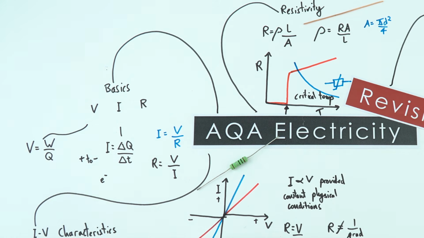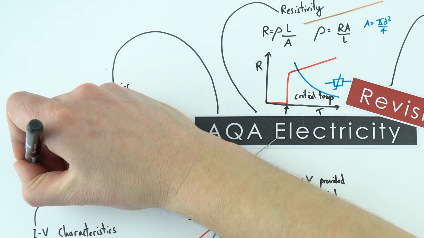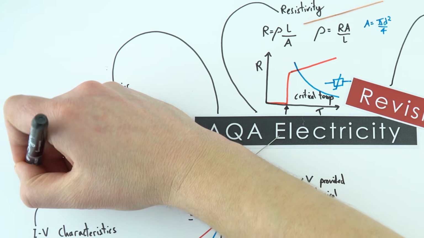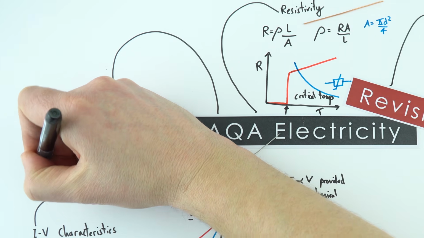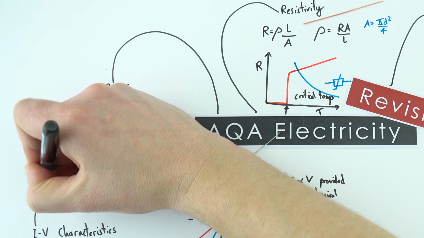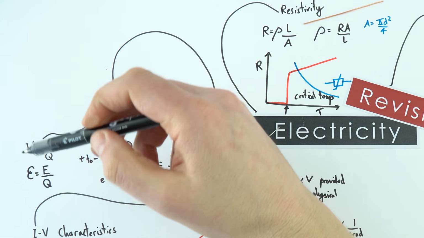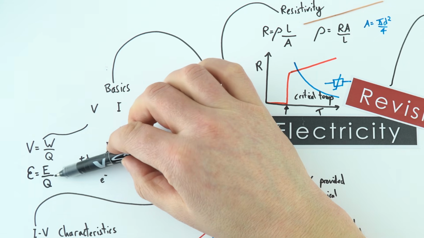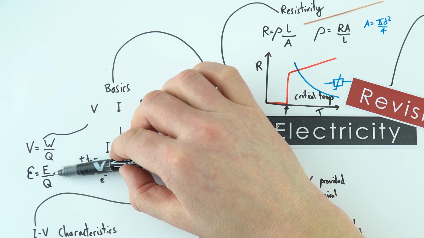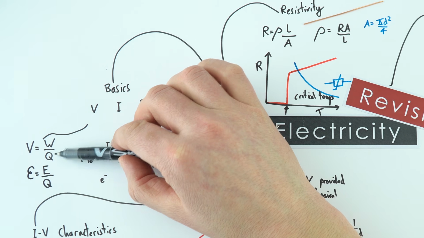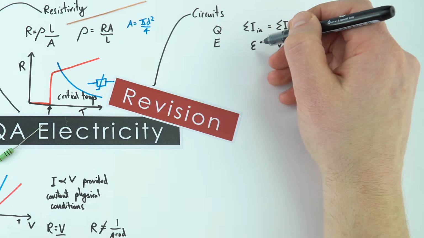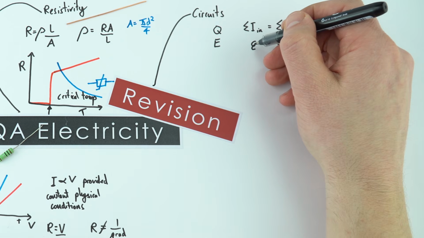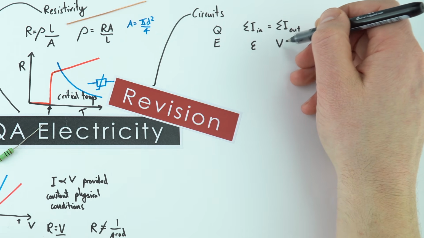But we have something similar. The thing which is similar is EMF, and we're using a kind of curly E, a kind of epsilon here. And again, we can work that out by the energy per unit charge. But this is the energy transferred to the circuit by maybe a battery, whereas this is the energy transferred out by a component. So when we think about EMF, we're thinking about effectively the voltage of the battery or the cell, and this is the voltage across that component.